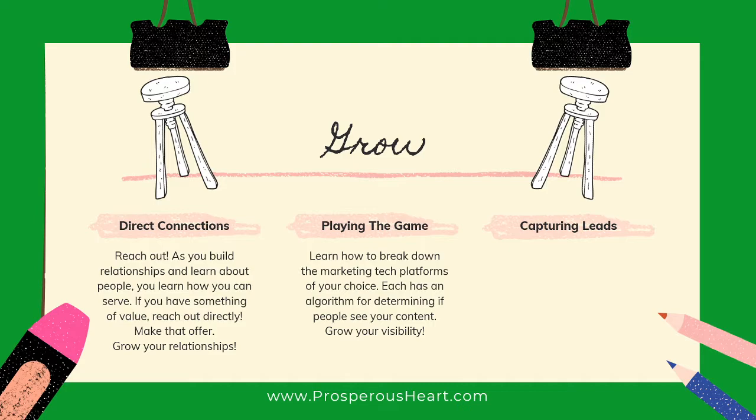Playing the game. You have to learn how to break down the marketing tech platforms of your choice. If you're a podcaster, there are several different avenues for you. If you are doing video, several different avenues. But you have to start with one and be really, really good at it. At the same time, leverage their platforms so that you are still marketing yourself, because each platform has a different algorithm for determining if people even see your content. Google includes SEO. Facebook has some SEO as well, but several other factors. So you need to be playing the game in order to grow your visibility.